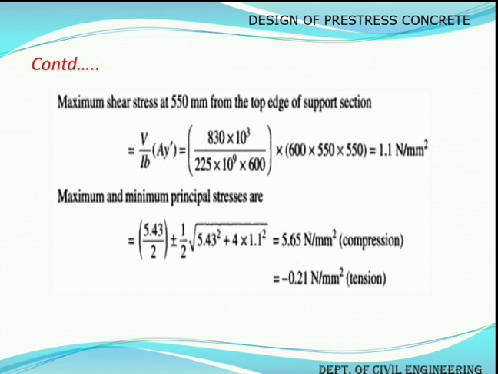Therefore, using the regular formula for calculation of maximum and minimum principal stresses, here there is no Fy, only Fx, which we have calculated as 5.43. Therefore Fx by 2 plus or minus half into square root of Fx square plus 4 times tau V square, which we have got as 1.1. We get the compressive stress as 5.65 and the tensile stress as minus 0.21 Newton per mm square.